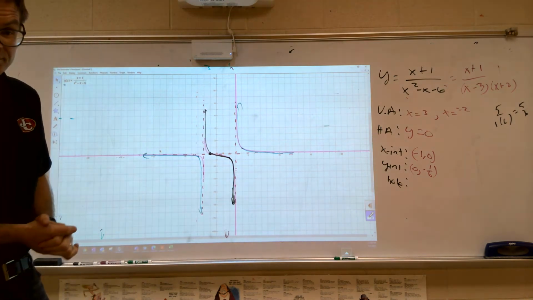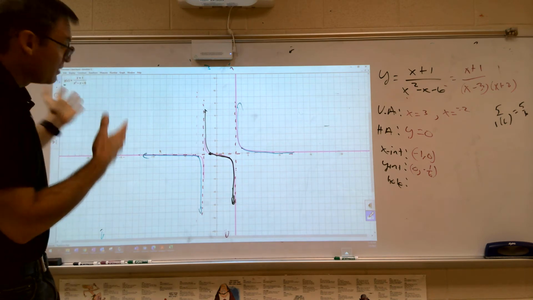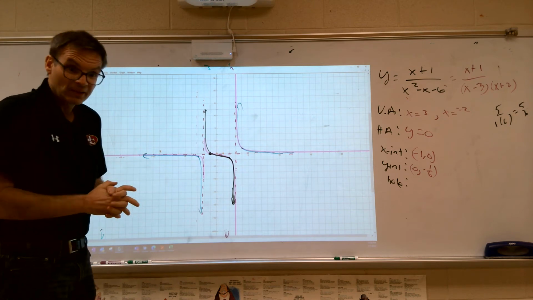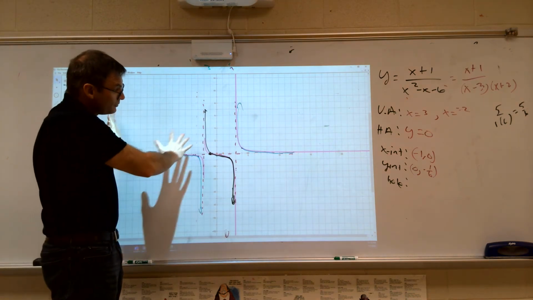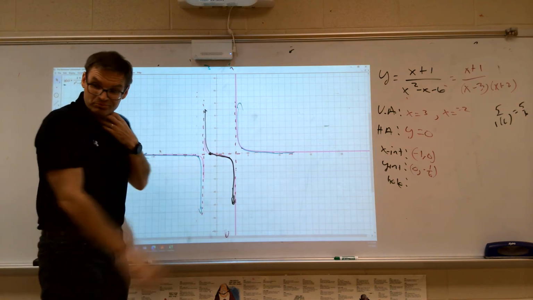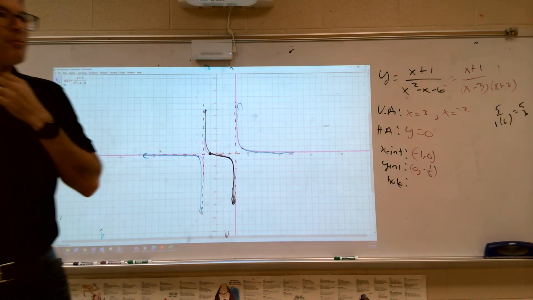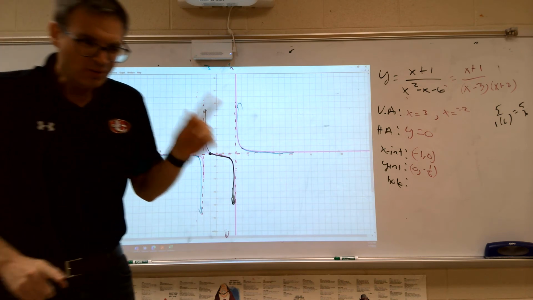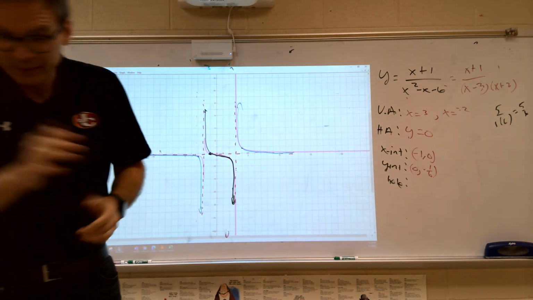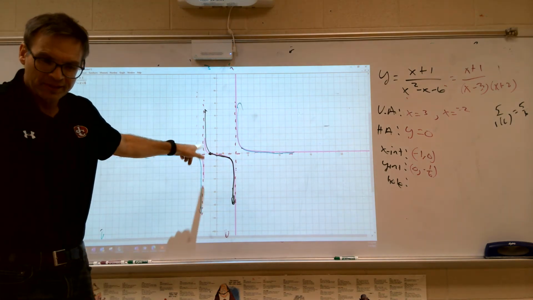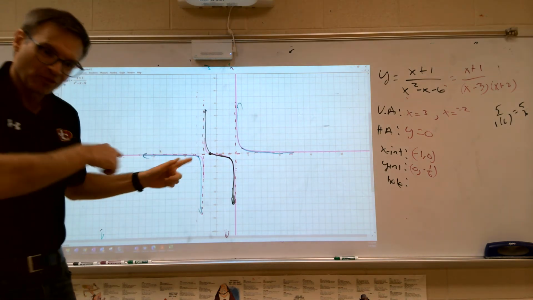But this is what happens when you have 2 vertical asymptotes. All right? So that's how we handle 2 vertical asymptotes. I have another example, but I want to get to something else. So I may come back to another example that has 2 vertical asymptotes, but right now I'm going to move on to the next problem.